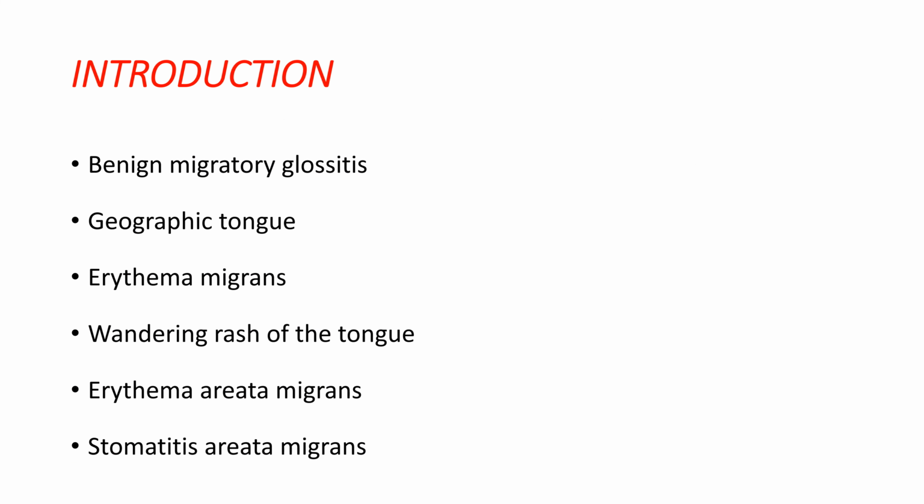Coming to the introduction, geographic tongue is also known as benign migratory glossitis, erythema migrans, wandering rash of the tongue, erythema areata migrans, or stomatitis areata migrans. These are some other names of geographic tongue.